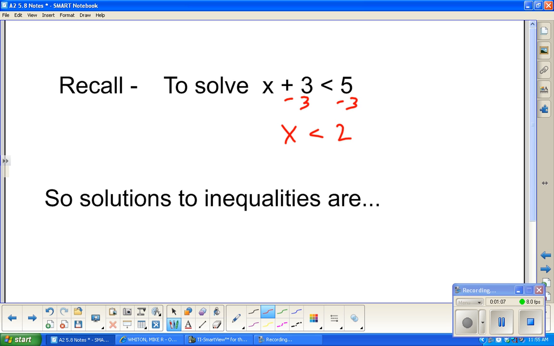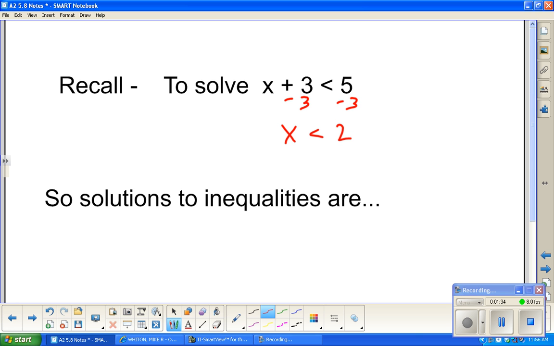So how is this different than the answer to an equation? Yeah, there's a whole bunch of possible answers, right? X can be any number less than 2. It could be 1. Could be 0. Could be negative 400,000. Could be 1.999. Anything less than 2 is going to work.